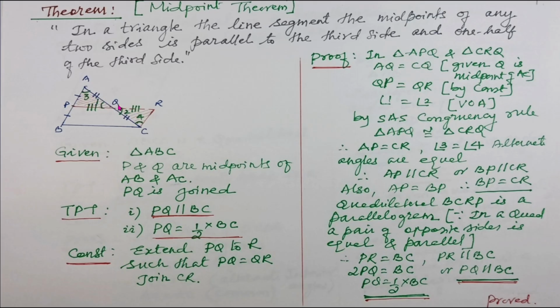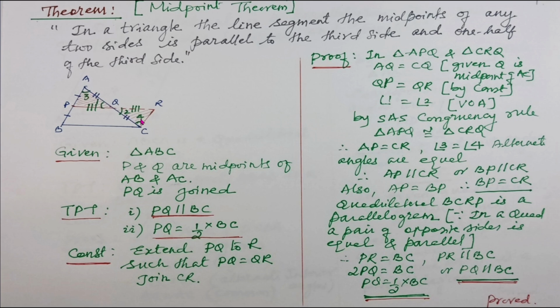Now if you observe here, Q is the midpoint of AC, then AQ is equal to CQ, PQ is equal to QR, that is by construction. Angle 1 is equal to angle 2, that is vertically opposite angles. Therefore, by side angle side congruency, these two triangles, APQ and CRQ, are congruent. If the two triangles are congruent, then the corresponding sides and angles are equal. Therefore, we have AP is equal to CR, and also angle 3 is equal to angle 4.